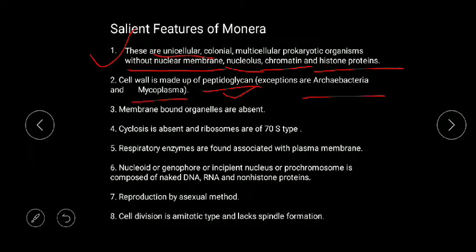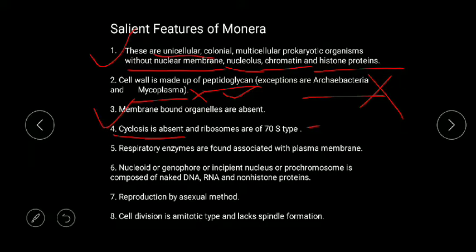Then, if we talk about the cell wall, that cell wall is made up of peptidoglycan. This is one of the fact-based and direct questions. You should remember that. But exceptions are archaebacteria and mycoplasma. In archaebacteria, the peptidoglycan cell wall is not there, and in mycoplasma, the cell wall is completely absent. So there is no question of peptidoglycan.